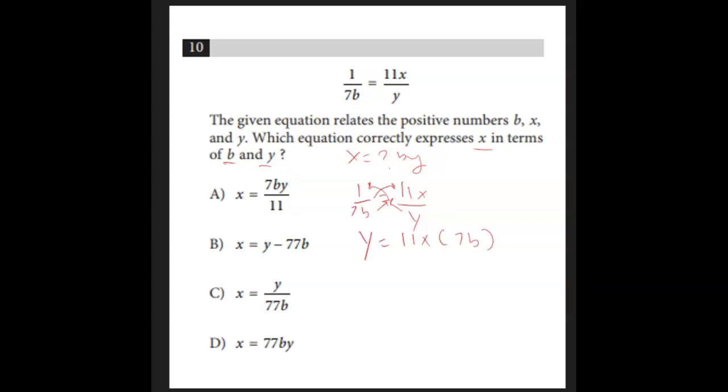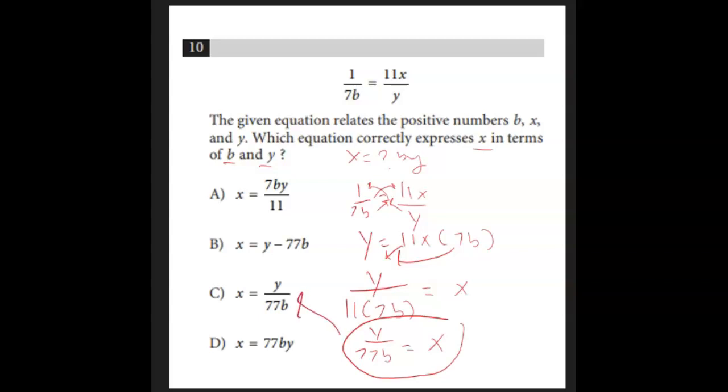And so if we want x equals, let's move this 7b over and this 11 over. So we get y over 11 times 7b equals x. So we get y over 77b equals x. And this is going to be our answer. And that looks like it's answer choice C.